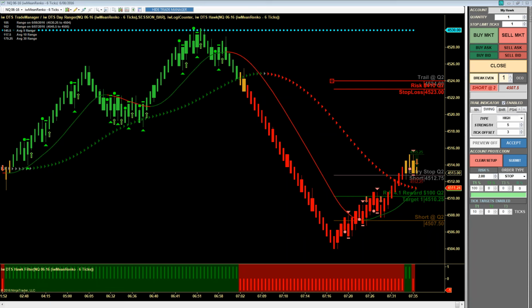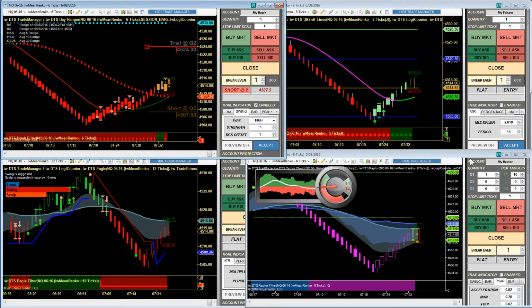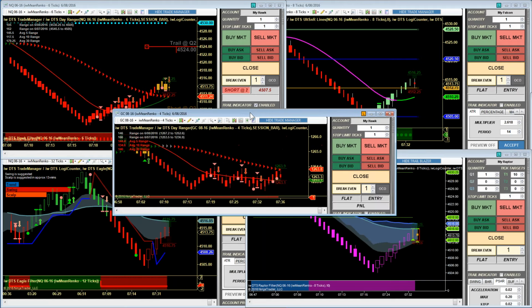Not a lot of trouble as far as the scalp target is concerned. But I'm trying to run this out so that I can show you how the trailing stops work. Market not really giving me a whole lot of follow through today. Gold pretty quiet too.